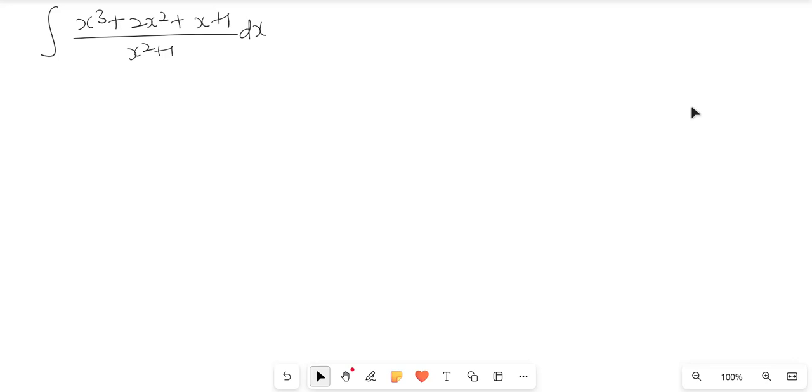Today we will be evaluating this integral, this rational function. We can do this by using polynomial long division. So we can employ polynomial long division.